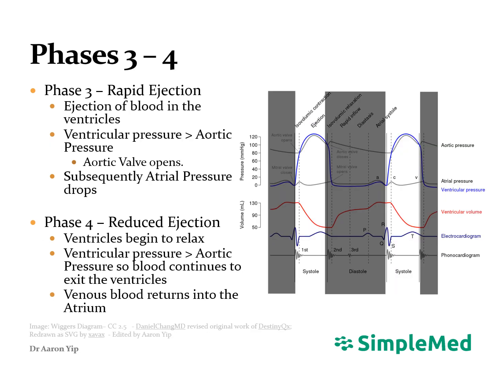In the third phase, we have rapid ejection. As the name suggests, this is the phase when blood is forced out of the ventricles, occurring during ventricular contraction. The ventricular pressure is greater than the aortic pressure, and therefore the aortic valve opens, allowing blood to flow into the aorta. At this point, the atrial pressure subsequently drops. Phase 4 follows this when the ejection is reduced and the ventricles begin to relax. The ventricular pressure is still greater than aortic pressure at this point, so blood continues to exit the ventricles. Simultaneously, venous blood begins to return to the atrium.